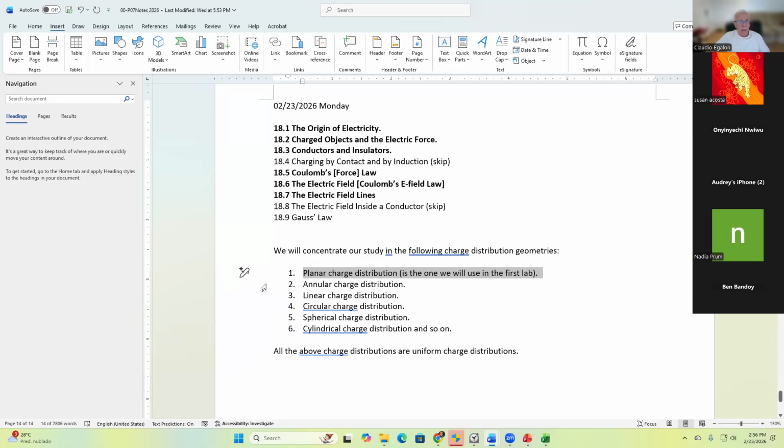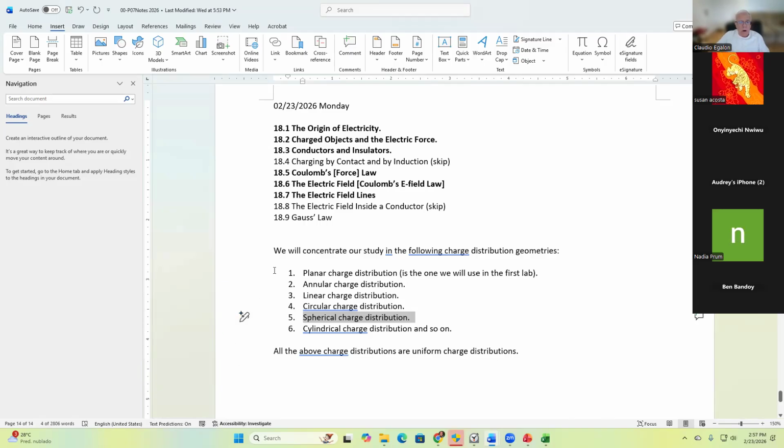But there is this other one that's very simple to calculate. It's the ring distribution, annular charge distribution. It's a ring also with an electric charge uniformly distributed. We have the case of a linear charge distribution, right? Here you go. Here's my pen. My pen is an example of a linear charge distribution. Suppose I can electrically charge this pen uniformly throughout its length. We have the circular charge distribution, which is a special case of the planar charge distribution. Can you picture that? We have the spherical charge distribution, which is just a sphere, uniformly charged, cylindrical charge distribution, and so on. Those are the ones that we can easily calculate using Gauss's law.